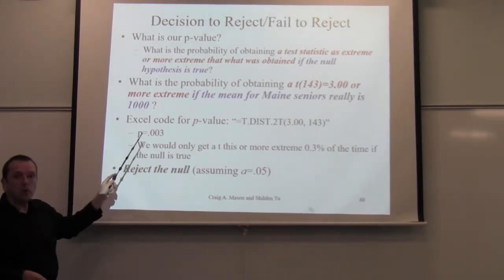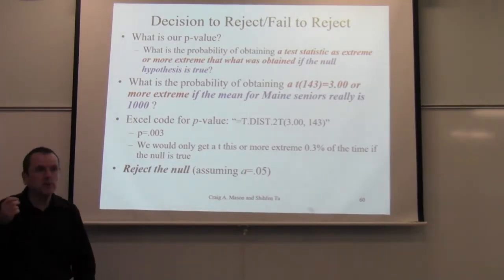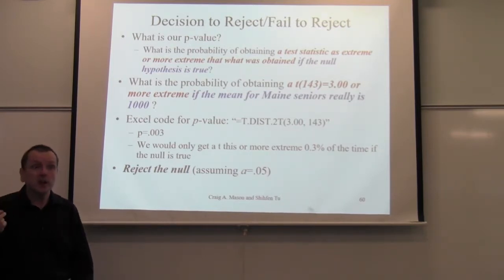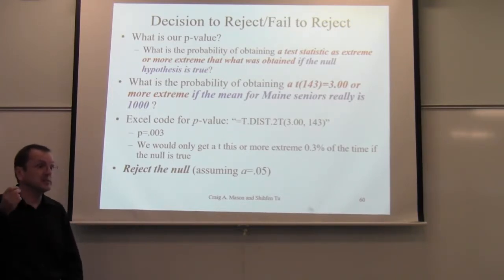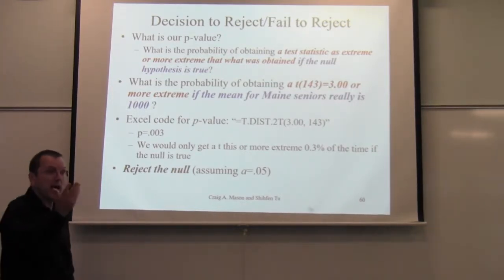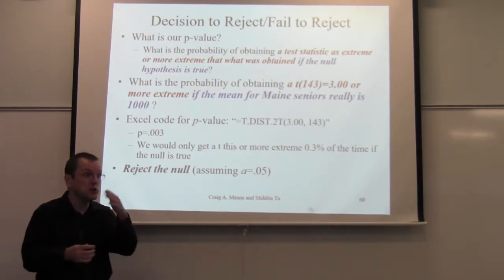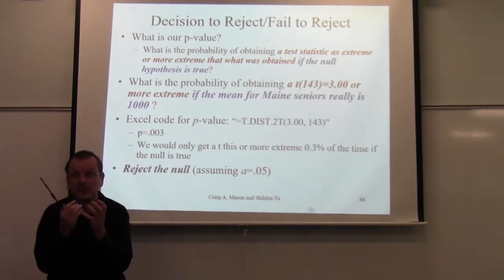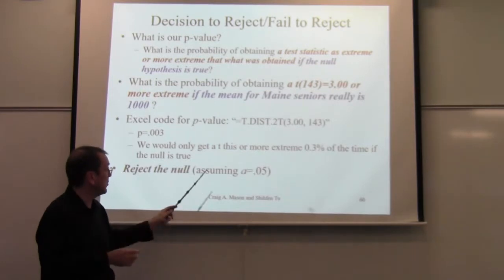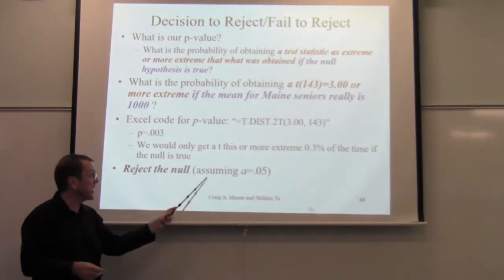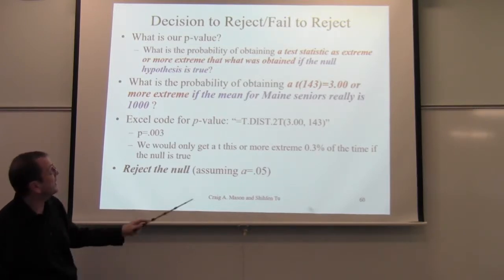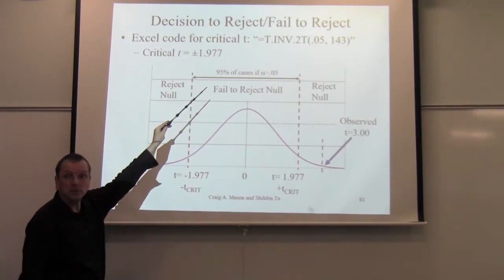What that p of 0.003 means is that I'd only get a result this extreme or more extreme 3 out of 1,000 times, or 0.3% of the time, if the null hypothesis is true. Assuming my alpha is 0.05 and I'm comfortable rejecting the null when it's true 5% of the time, my probability has to be less than 5% for me to reject the null. This is way less than 5%, so I'm rejecting the null. You can visually see it. Another way we can do this is with the critical t-scores, just like before.